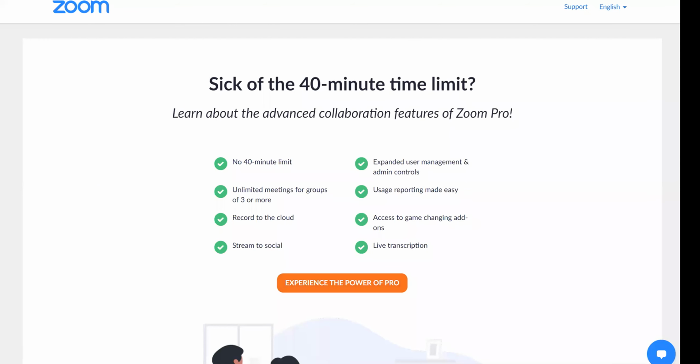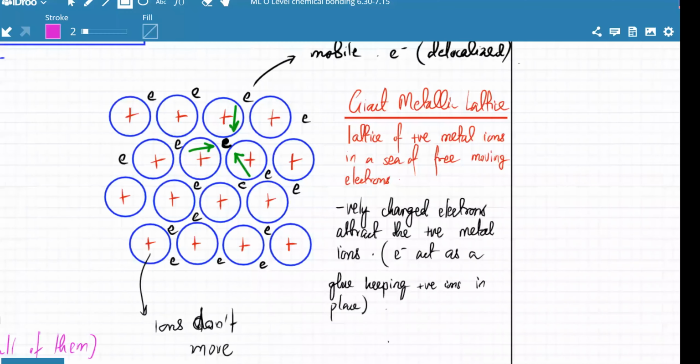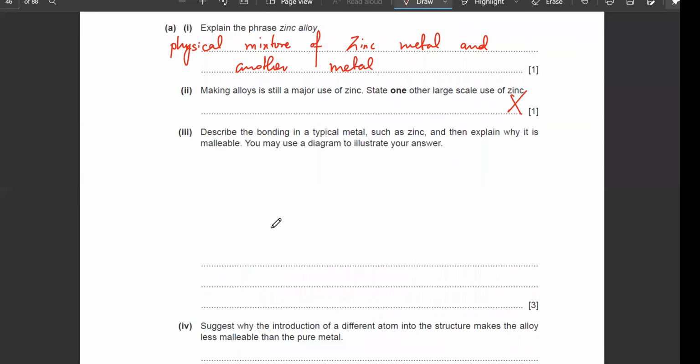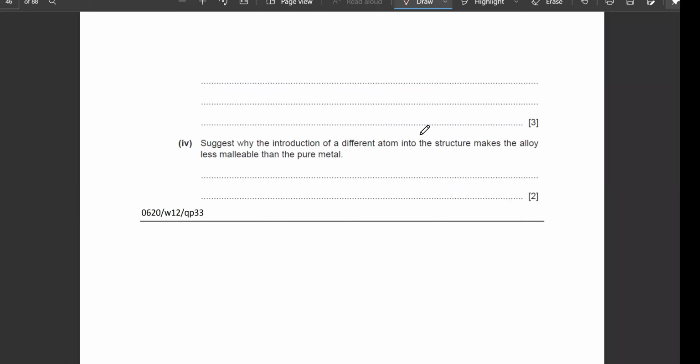Now the next, where's the worksheet? It says, suggest why the introduction of a different atom into the structure makes the alloy less malleable than pure metal. So what's the explanation for that?